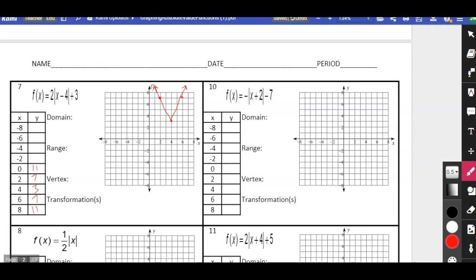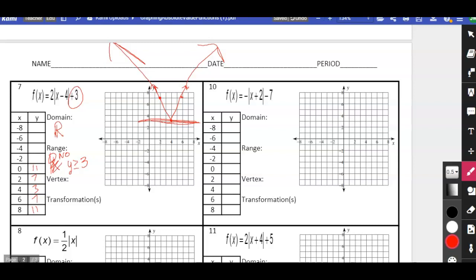What is our domain? This is what people were messing up on the quiz. What are our possible x values? Well, this thing goes on forever and ever. So our x values are all real numbers. Our range is not all real numbers. Our range, possible y's, has to be bigger than that number there. So our y's is anything greater than or equal to number 3. Where did I get that number 3 from? Right there.